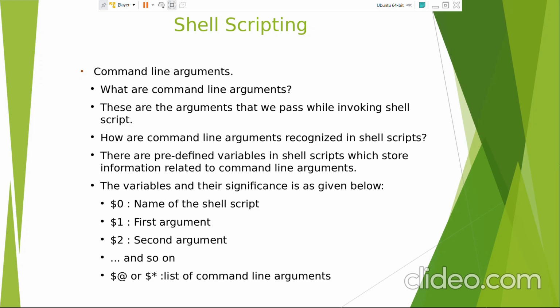$2 is the second argument, $3 the third argument, and so on. $@ or $*: these variables store the list of command line arguments, the list which we pass along with the shell script when we are invoking the shell script. That is stored in $* or $@. $#: this variable stores the number of command line arguments.